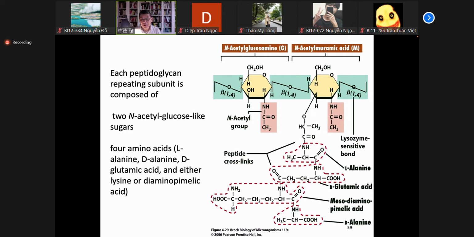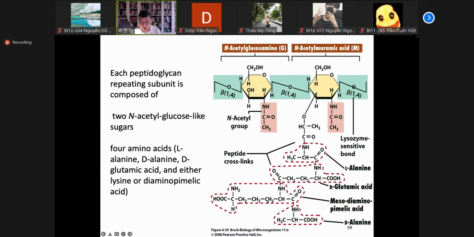So this is the most detailed structure of the sugar by sugar unit. That is N-acetylglucosamine, abbreviated as G, and M here, and then from the M, from the lactic acid, short peptide chains are formed.